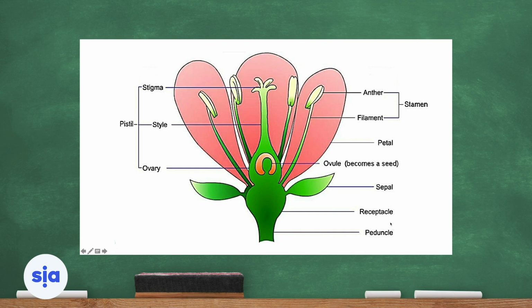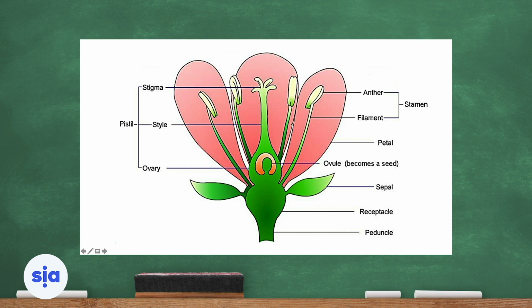Let's remember together the different parts of a flower. The colored part is called the petal. The green leaves are called sepals. This is the female part of the flower. It's called the pistil. Stigma on the top, a style, and then the ovary containing the ovule, which will become a seed in the future.